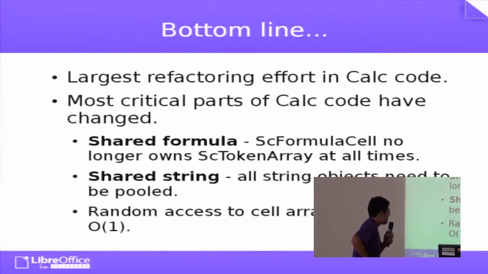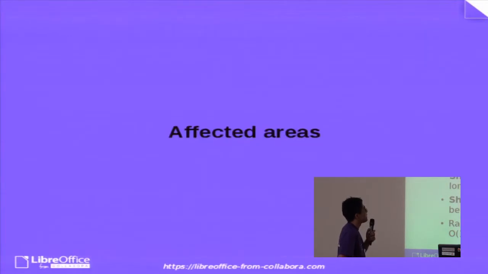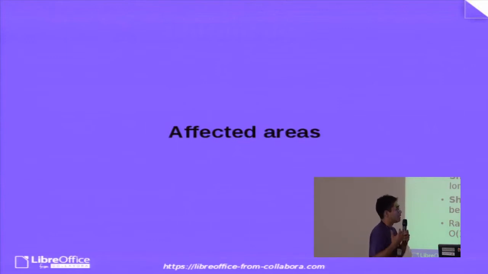So the summary of the change is that this is the largest refactoring effort done in Calc code. And therefore, the most critical parts of Calc core have changed. The storage was changed, so all the neighboring code that had to access cell storage code also had to change in order to make things work.